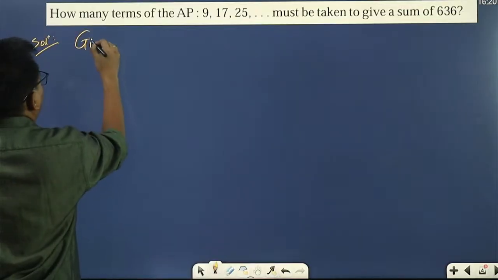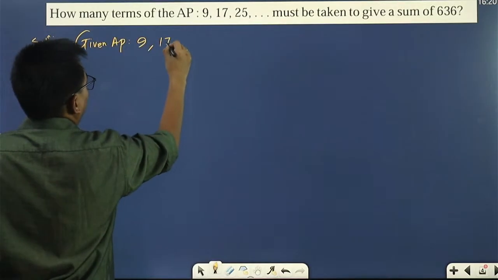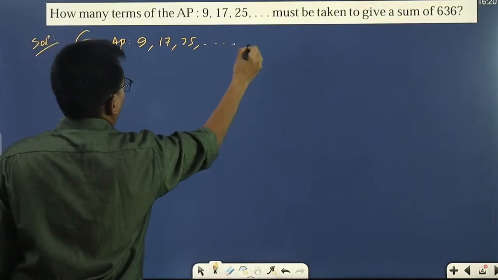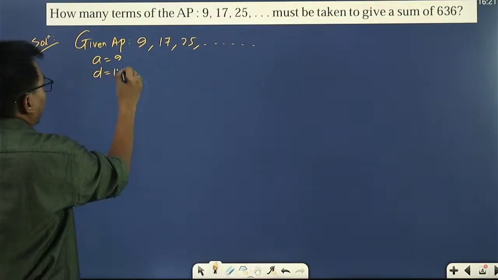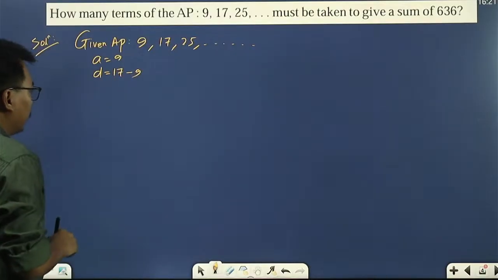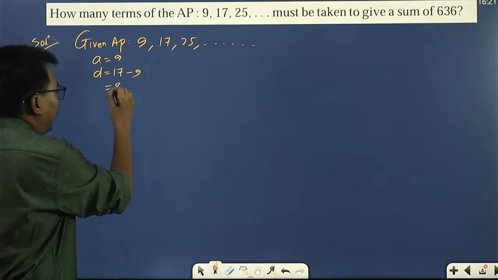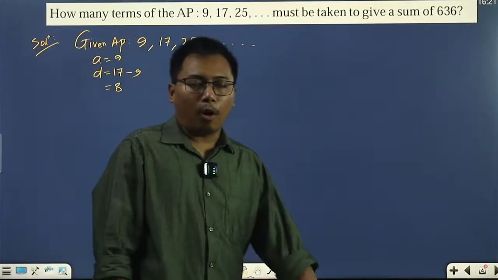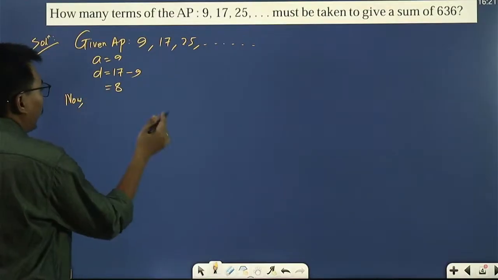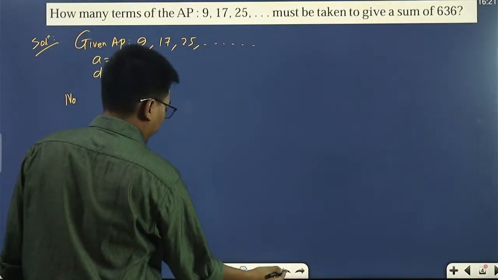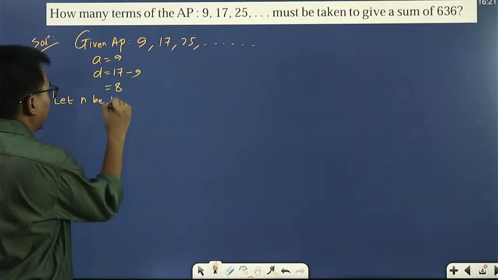So first, let's write the given AP and so on. Here A is 9, the first term is 9. D is 17 minus 9, so 17 minus 9 will be 8. The common difference will be 8. Now, let n be the number of terms.